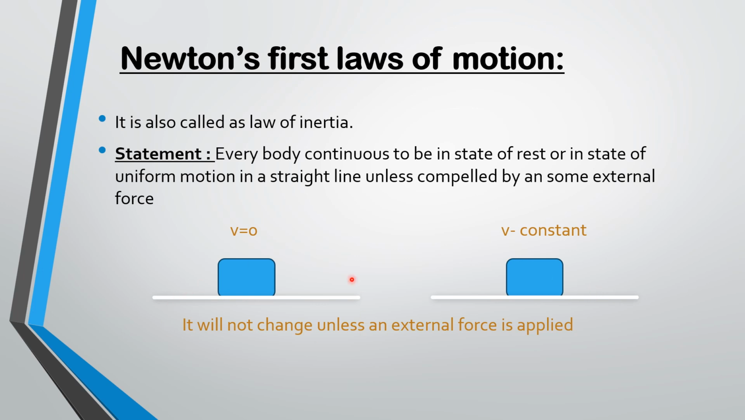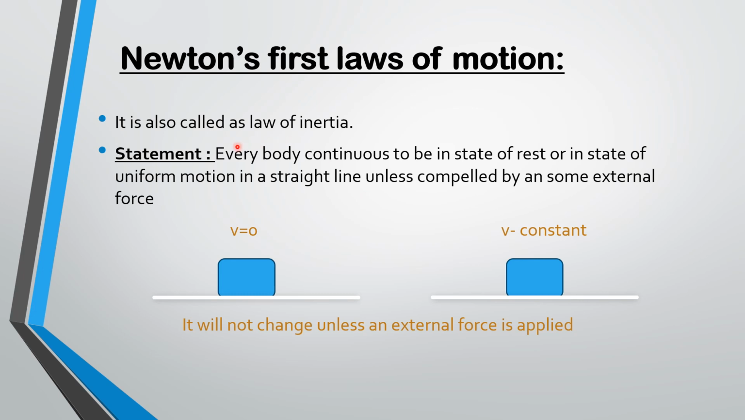If we don't apply any force or external agent to this object at rest, then it will not move from its state to another state. So according to Newton's first law, we have to apply some external force for an object to move from one state to another. This is what Newton's first law of motion says.